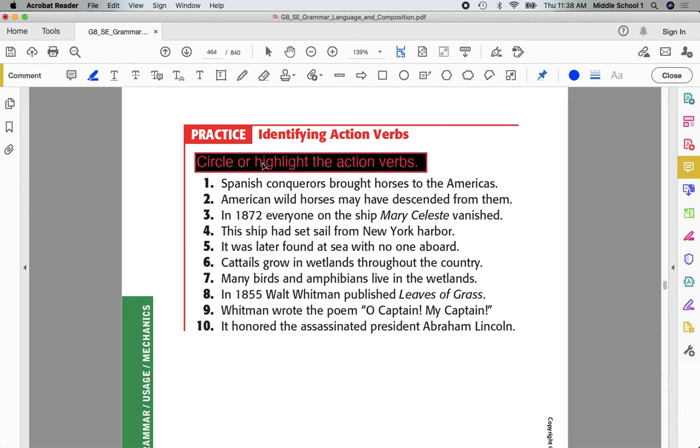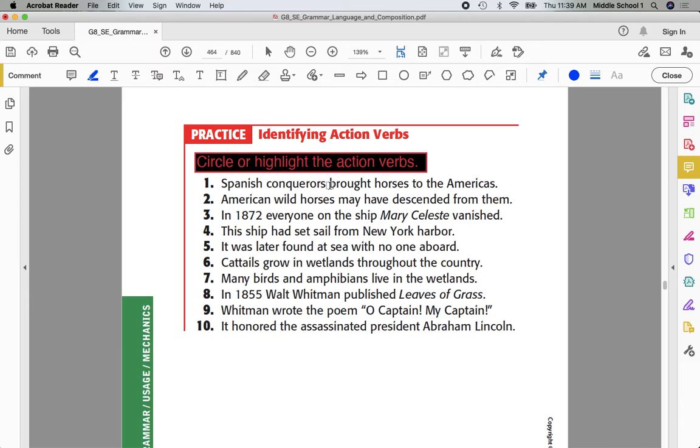So, can I find the verb? Well, you're saying, is this not the same thing as finding the simple predicate in the complete predicate? Yes, you're absolutely correct. It's the same thing. Some of those things that we had in the first unit overlap now.